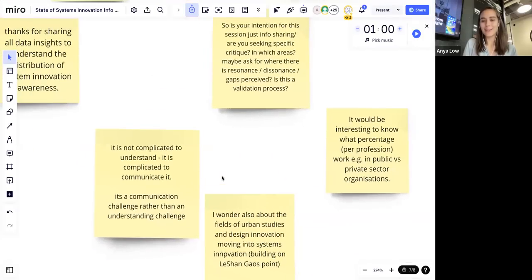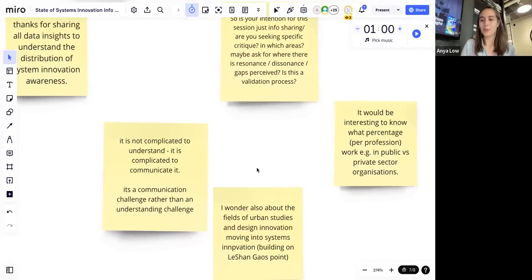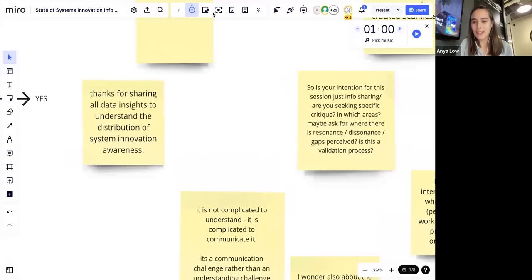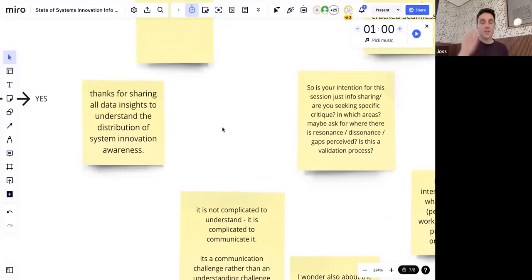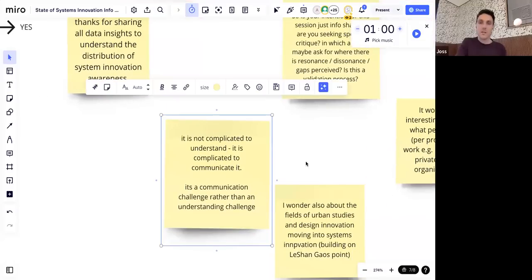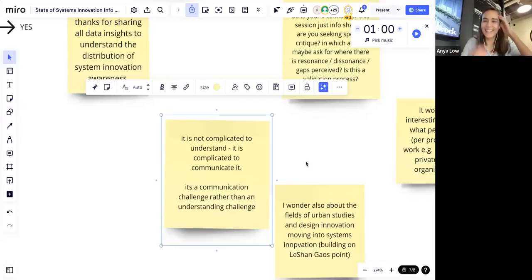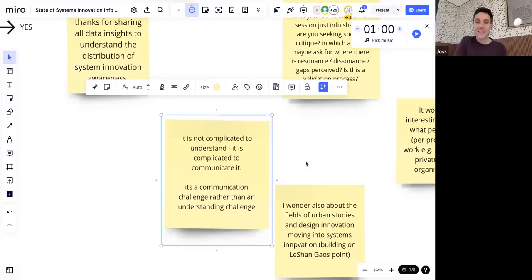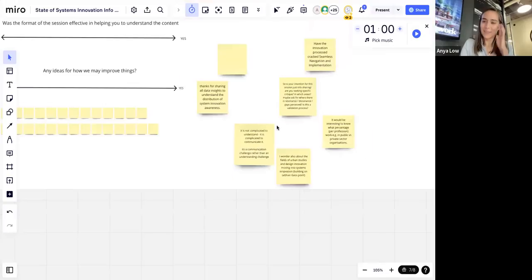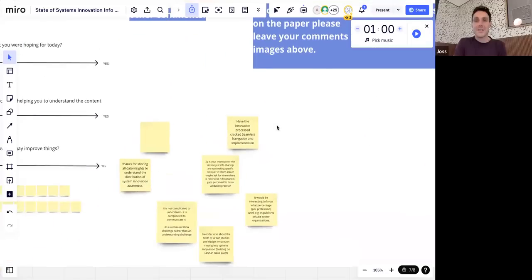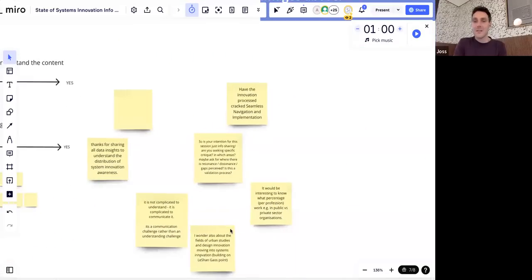Joss, do you want to comment on that? No, I was just reading through these. So this one here, is it not complicated to understand? It is complicated to communicate it. Yeah, it's a communications challenge rather than an understanding challenge. Yeah, definitely. It takes good communication to deal with complex topics like this.